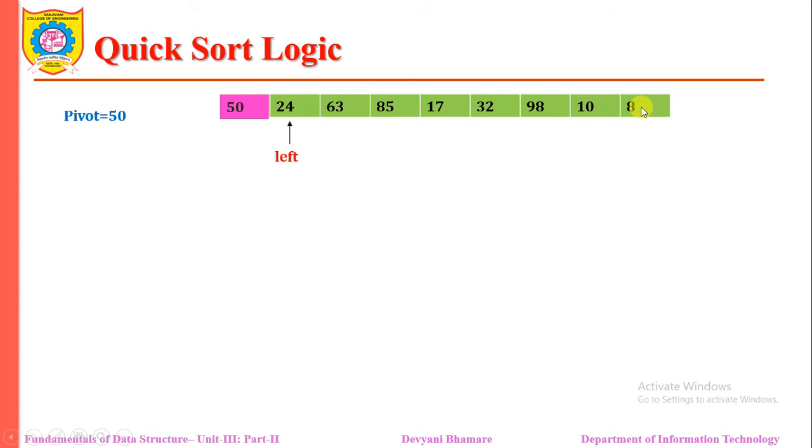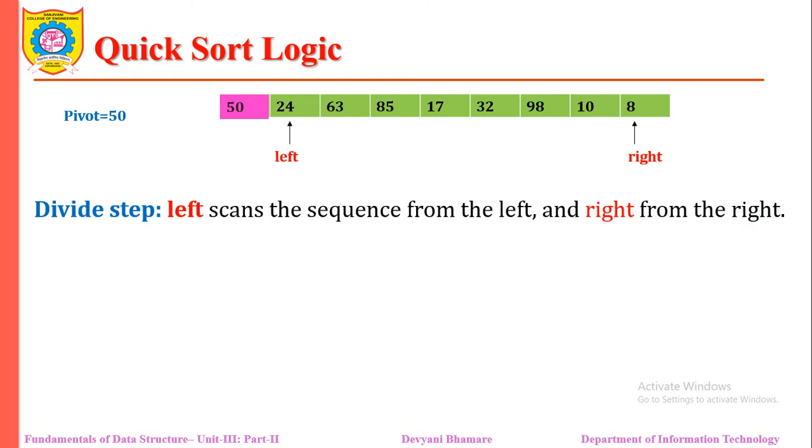For this reason we require two counters. Assume a left counter which points to the left part of our array and a right counter which points to the right-hand side. Then we increase the left counter by 1 until we get an element greater than the pivot.